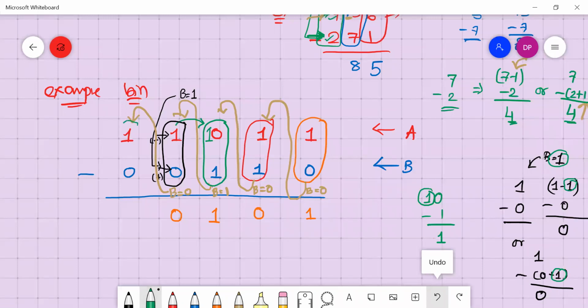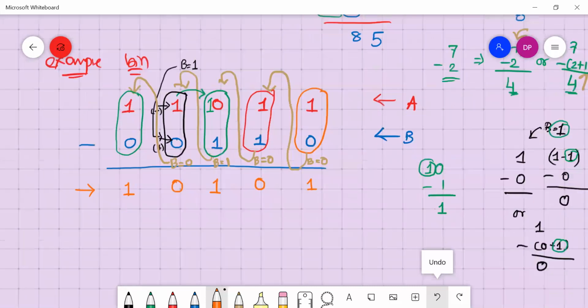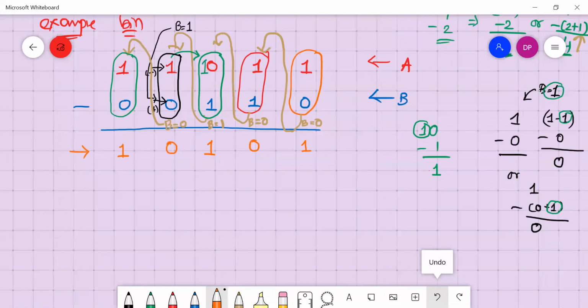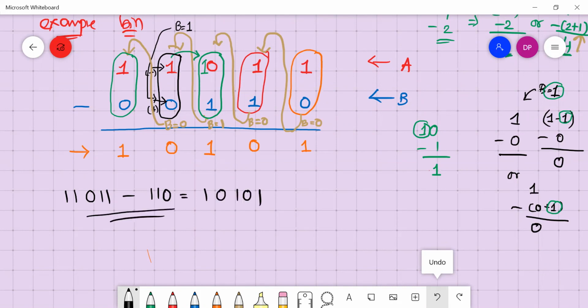And we have the last subtraction using half adder, right? So it is 1 minus 0, and the borrow is 0. So simple subtraction, 1 minus 0, the answer will be 1. So this is the answer we got out of the subtraction. If I conclude it here in writing, what I'll get is 11011 minus 110. The equivalent value is 10101. This is what we have calculated.